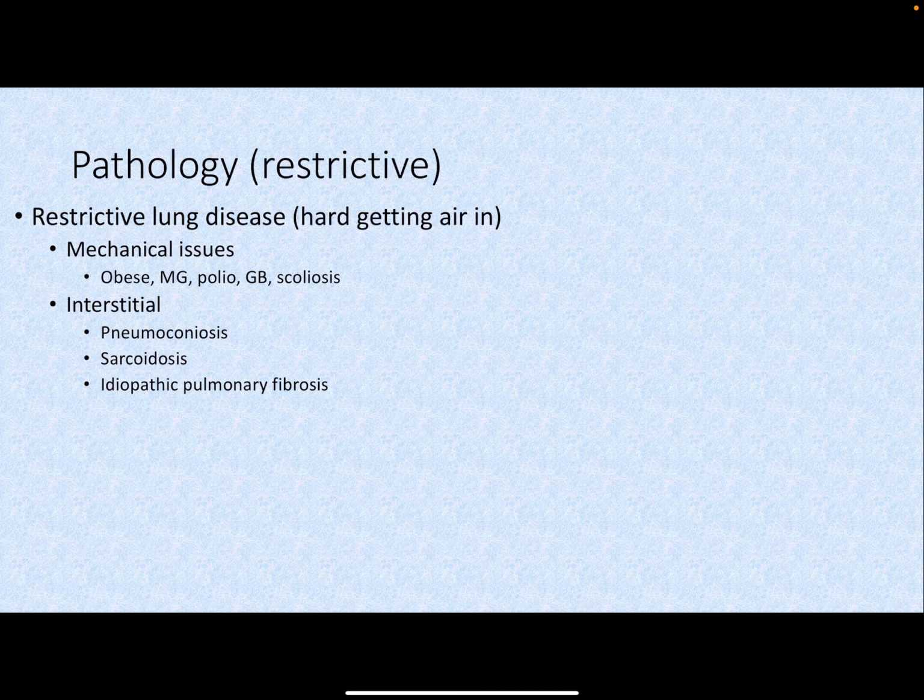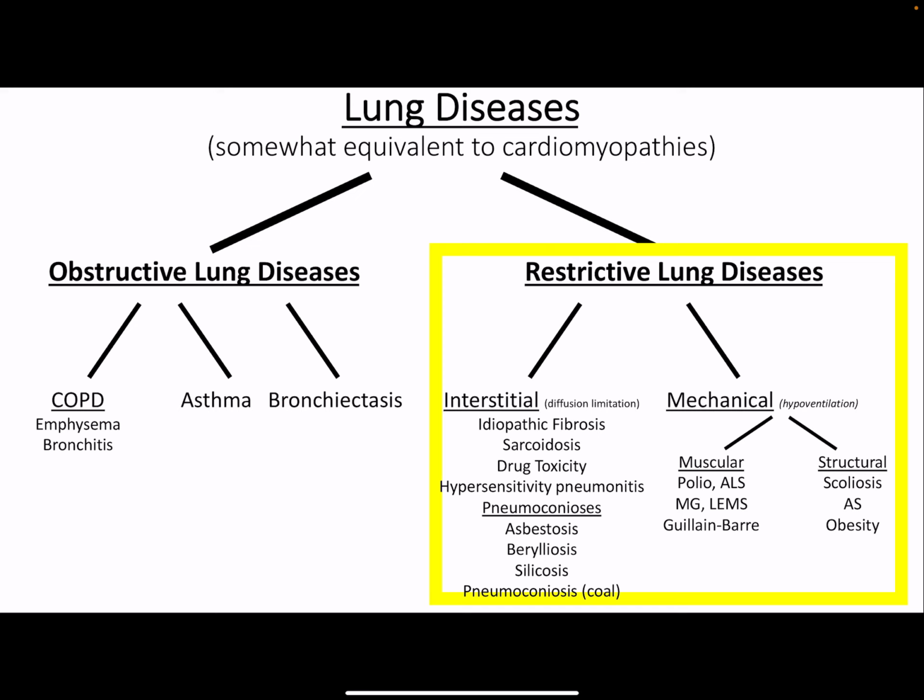In contrast to obstructive lung diseases, restrictive lung diseases are characterized by difficulty getting air in. They can be separated into two major categories, those of mechanical issues and those of interstitial issues, mostly fibrosis of the lungs. So again, mechanical, so this is hypoventilation, whether respiratory rate or tidal volume, and then interstitial, which is usually a fibrotic diffusion limitation.